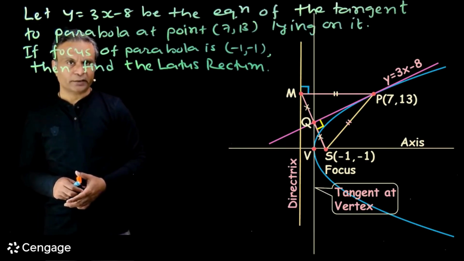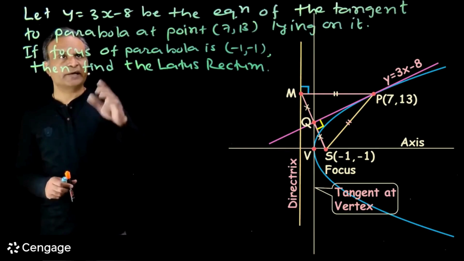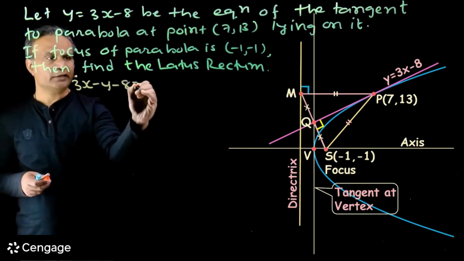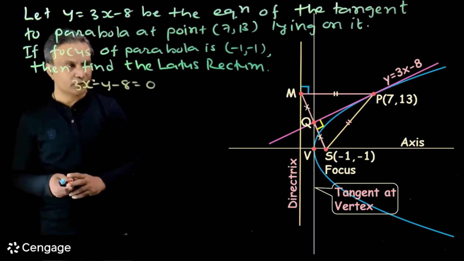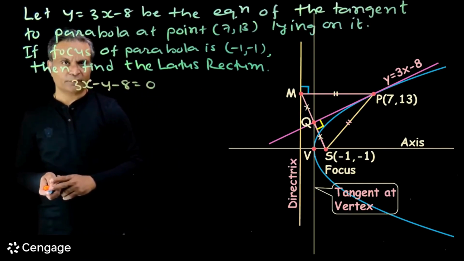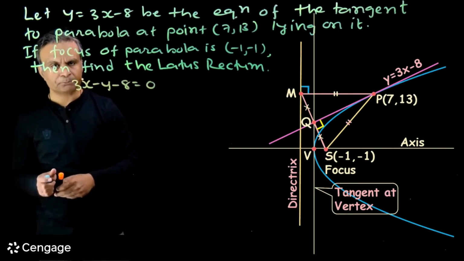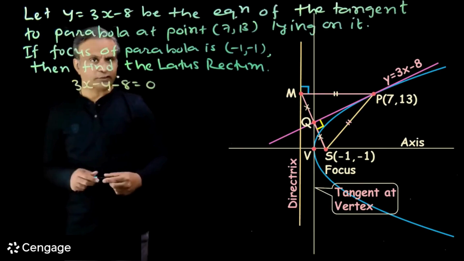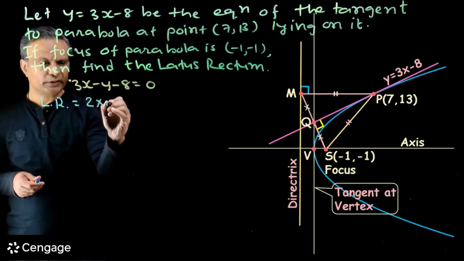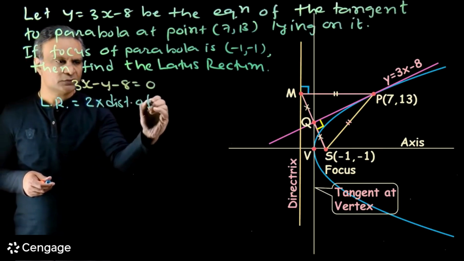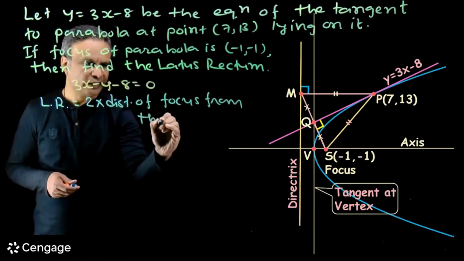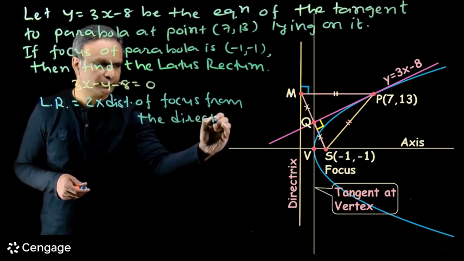The equation of the tangent at point P is given. It is y is equal to 3x minus 8, or 3x minus y minus 8 is equal to 0. Then we need to find the length of the latus rectum of this parabola. हमें इस parabola का length of latus rectum निकालना है. We have the formula: the latus rectum is equal to 2 multiplied by the distance of the focus from the directrix. This is the formula for the latus rectum.